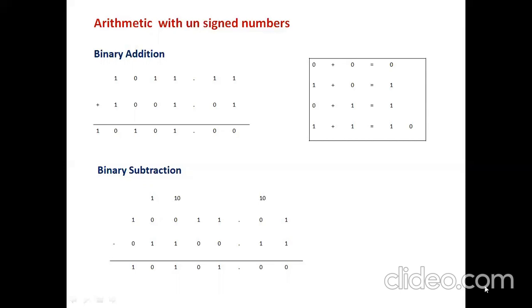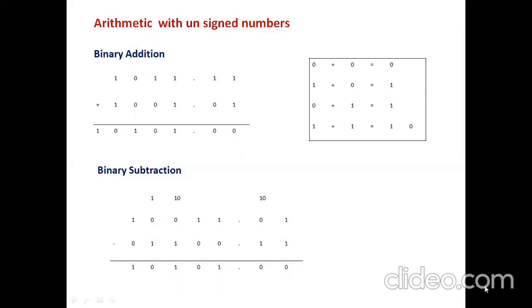Coming to binary subtraction, it is a simple method as how we do normally. But whenever there is a carry, then we are going to add that carry also, and we are writing the answer. So 1 plus 1 is equal to 10 in binary addition. That is what the result is.